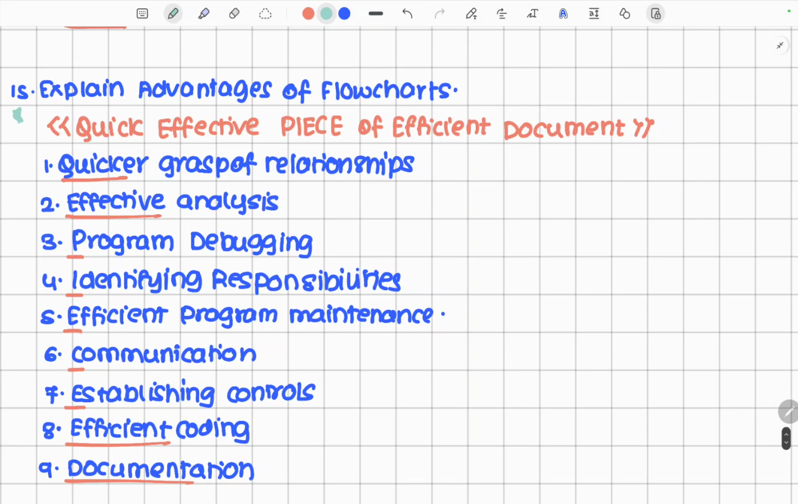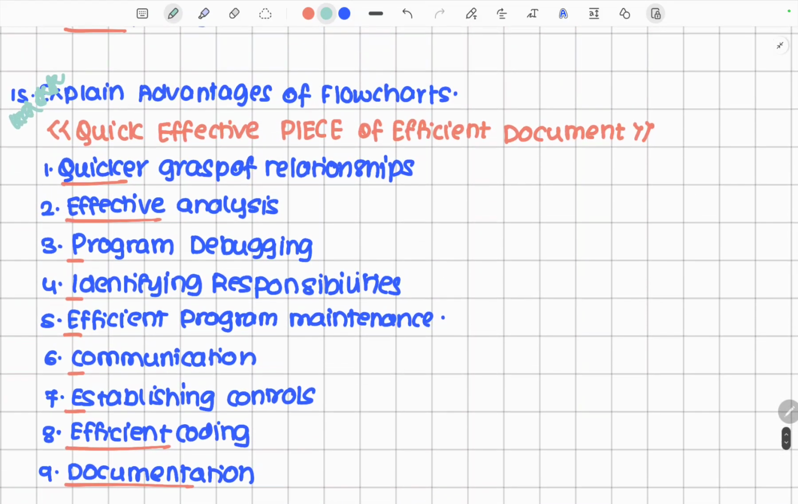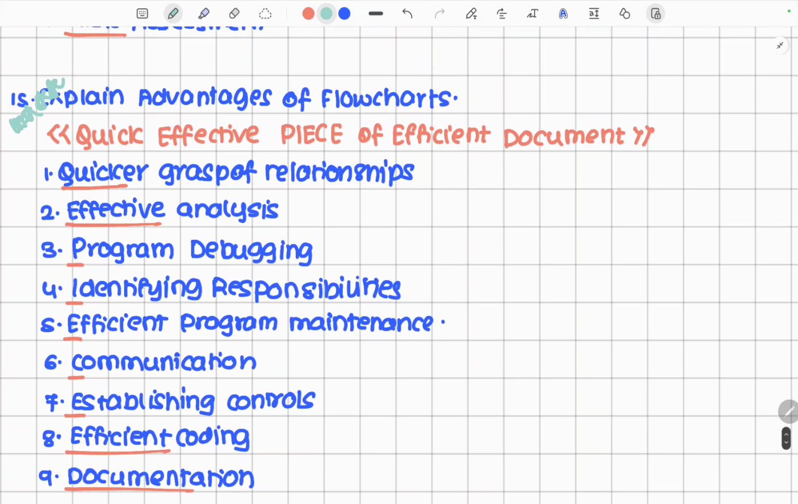Now this and the next answer are very important. So let's start. Explain the advantages of flowchart. You should ask, how are flowcharts? So the answer will kick in. Flowcharts are quick, effective piece of efficient documents.